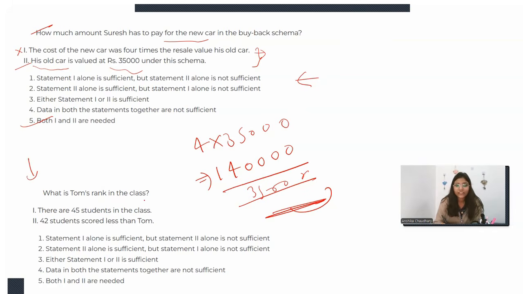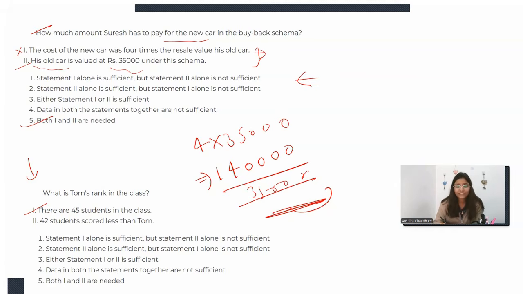What is Tom's rank in the class? So we need to find out the answer. First of all, we will be checking only the first statement independently. Then we will be checking the second statement independently. If we are finding out the answer, we will mark accordingly. If we are not finding out our answer, we will merge and then check again, right? So what is Tom's rank in the class?